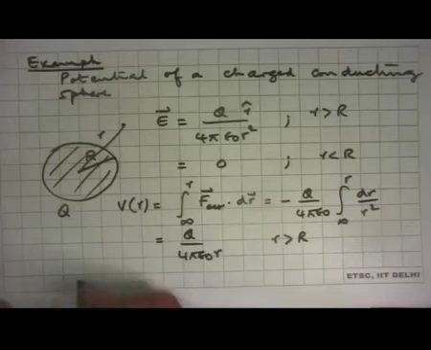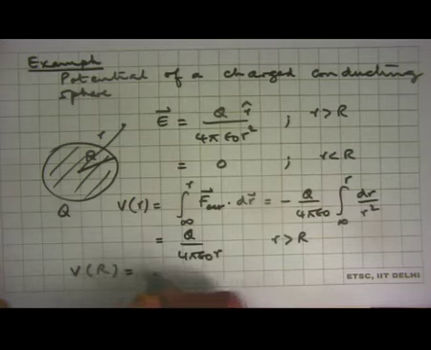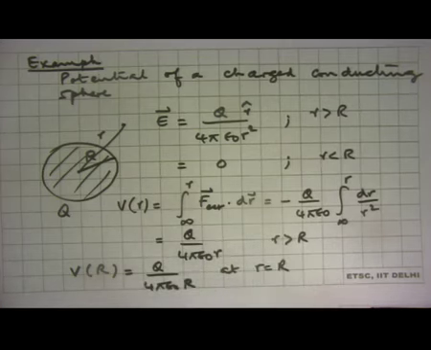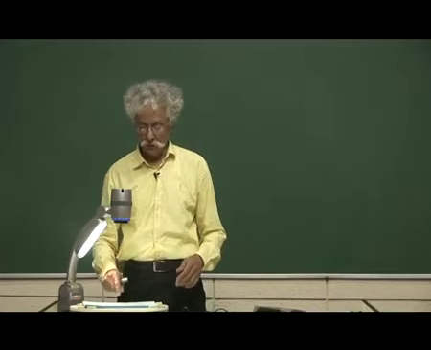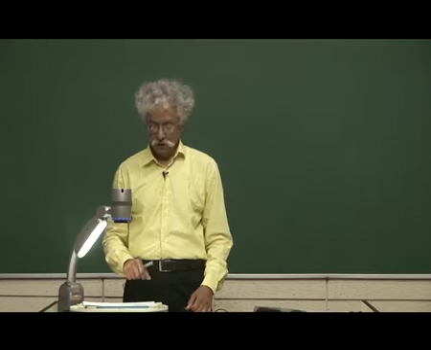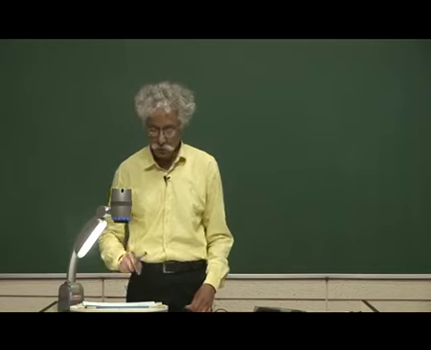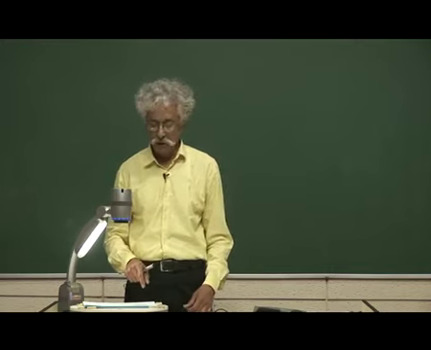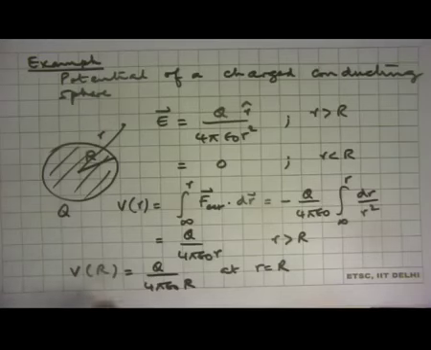So, I can calculate the potential at the surface of the sphere, which is equal to q by 4 pi epsilon 0 R. This is at r equal to R. So, the potential keeps on changing until I reach the surface of the conductor, and the variation is given by q by 4 pi epsilon 0 r. Now, inside the conductor there is no electric field. So, I do not have to do any work in moving a charge inside the conductor from the surface to any other point inside the conductor, which means that the potential inside the conductor must be the same as at the surface of the conductor.